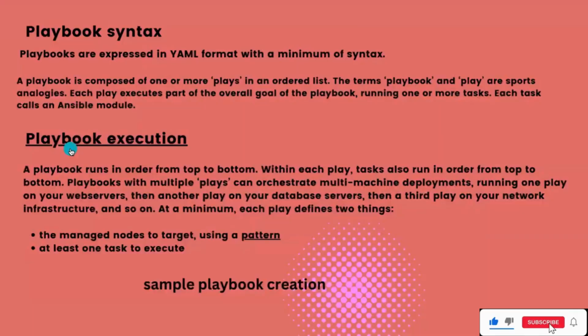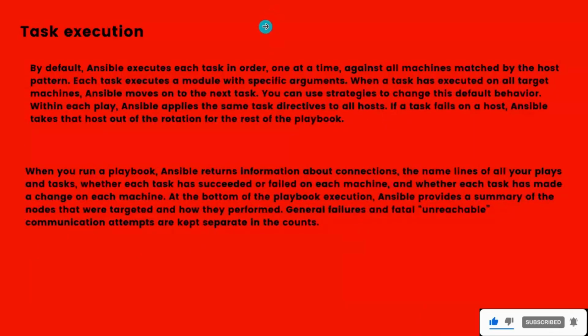So task execution. By default, Ansible executes each task in order, one at a time, against all machines matched by the host pattern. Each task executes a module with a specific argument. When a task has executed on all target machines, Ansible moves on to the next task. This is the feature of task execution. If your task fails on a host, Ansible takes that host out of the rotation for the rest of the playbook. That relates to idempotency, so we'll talk about it.